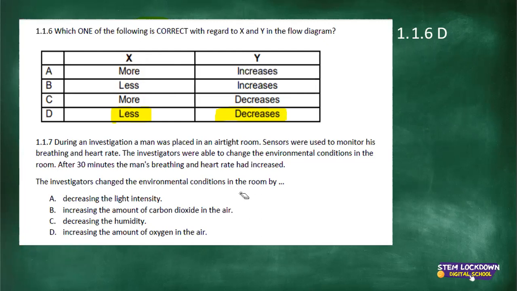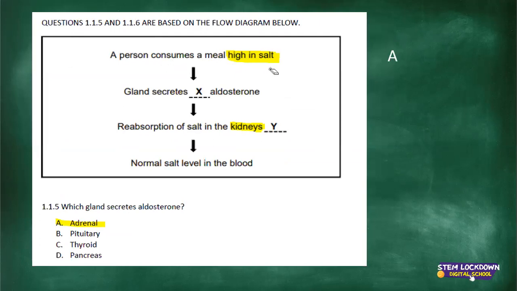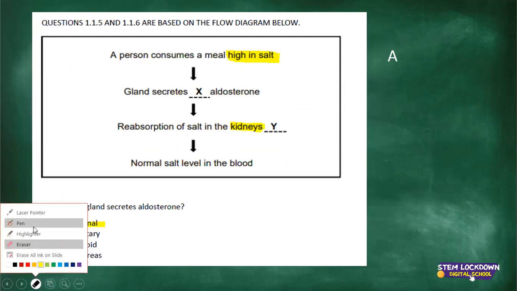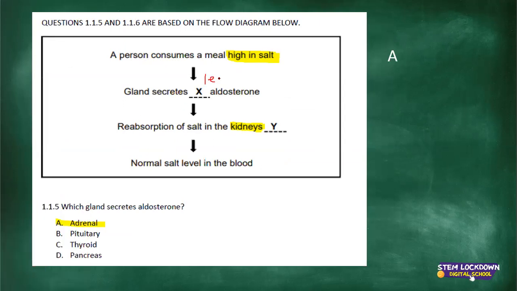So the answer is D here, meaning over here, the person consumes a meal high in salt, then the gland, which is the adrenal gland, will secrete less aldosterone, and then the reabsorption of salt in the kidneys will also decrease. Then when the reabsorption process is decreasing there, that means the blood salt levels will go back to normal. So remember these points. Reabsorption is a process that happens during the urinary system. It's a process you find in the nephrons. And what else? The gland is the adrenal gland, which is the one responsible for the secretion of aldosterone. So this is part of the negative feedback mechanism. The reverse would happen if you had low salt concentrations.